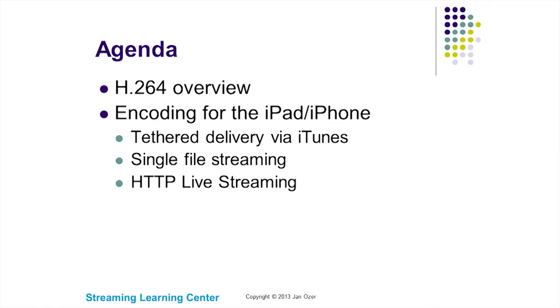And then we'll look at encoding for the iPhone and the iPad, actually the iPod as well. We're going to look at three different scenarios. We're going to look at tethered delivery via iTunes. We're going to look at single file streaming, which is really pretty easy. And then we're going to look at HTTP live streaming. And HTTP live streaming is an adaptive bitrate technology that's supported natively in the Apple operating system. So you don't have to do anything special.